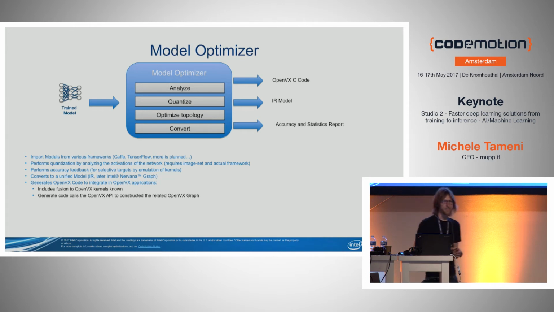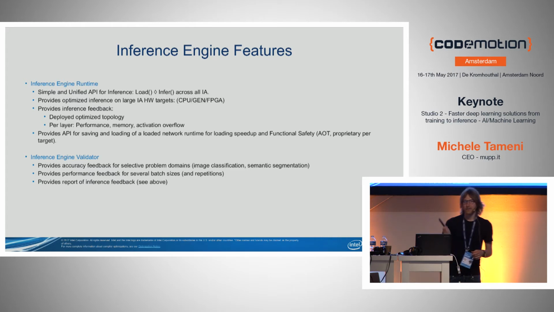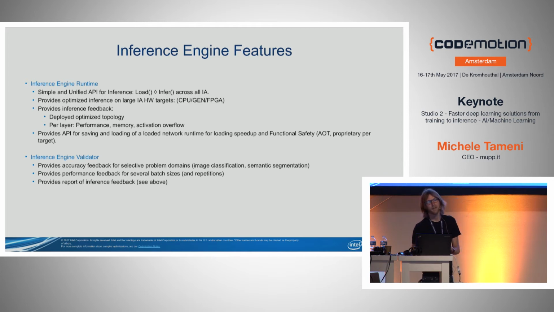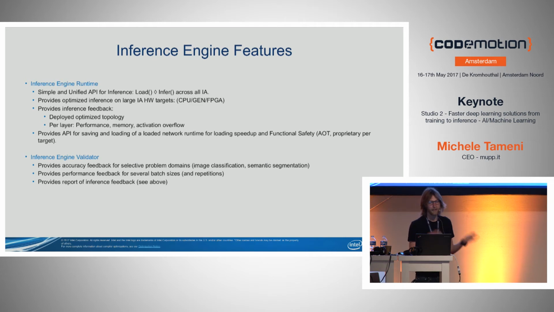This comes really handy because if you have already a model trained, there is no need to train it again, but you can just optimize it for Intel architecture. The inference engine that the toolkit provides is quite nice because it offers a unified API that allows you to use your model independent from the framework that you are using. So you can use a model that you made with Caffe, with TensorFlow, for example, using a simple load and infer interface.